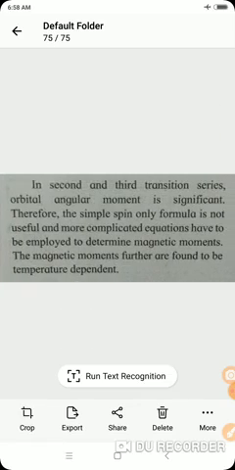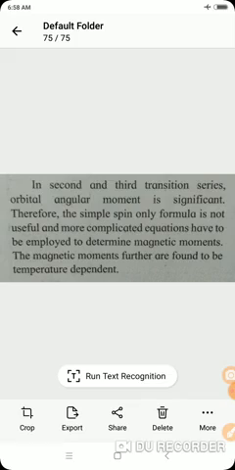Now next and the last part. We know that there are various transition element series present in the periodic table, that is the 3d series, 4d series, 5d series and 6d series. We studied deeply about the 3d series, that is the first series. So we can easily calculate the magnetic moment of the first transition series, that is the 3d series, by the spin only formula.